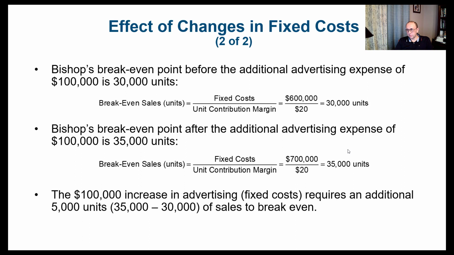After the proposed additional advertising expense, we need to calculate the new break-even sales in units. So the fixed cost will go up to 700,000 instead of 600. Our unit contribution margin is the same, and that will give us 35,000 units. So in order to be able to break even based on the additional advertising expense, we have to increase our sales by 5,000 units, from 30 to 35.